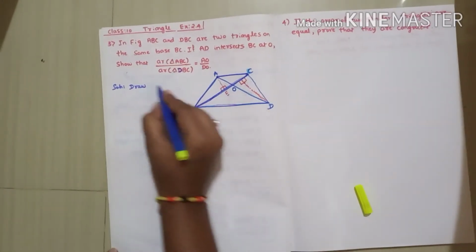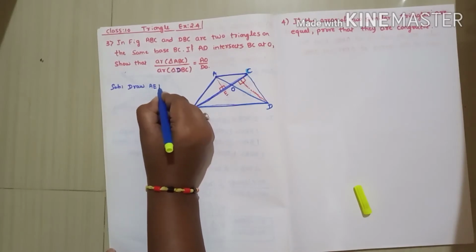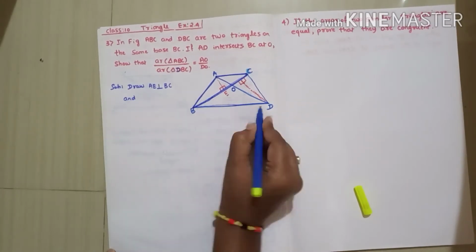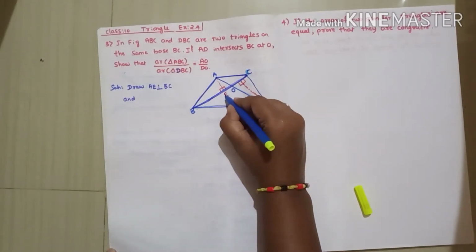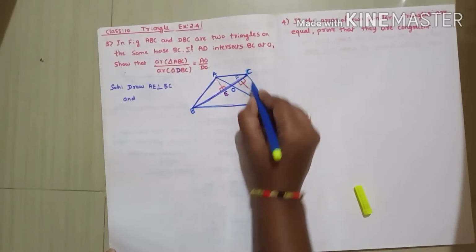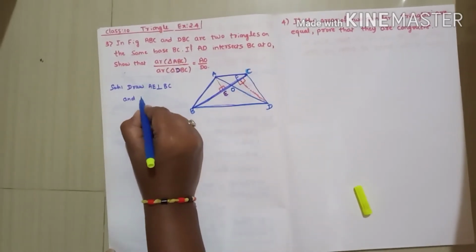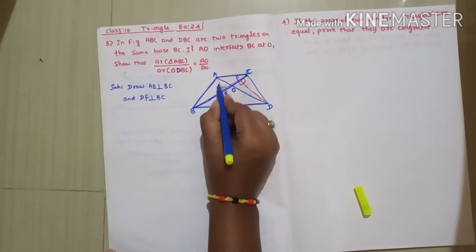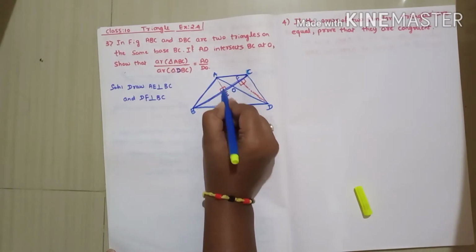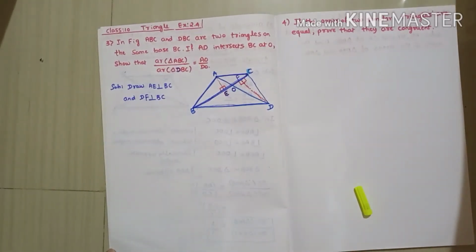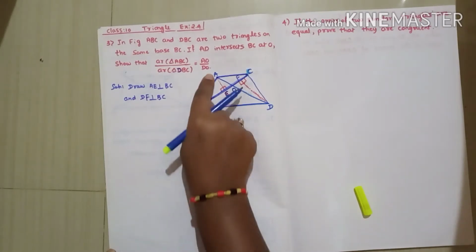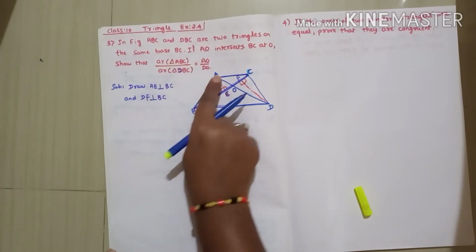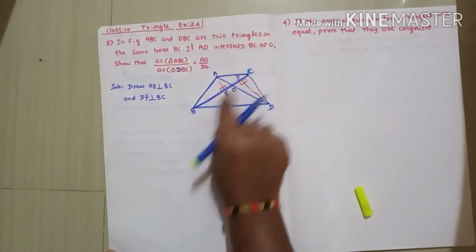We should write that. Draw AE perpendicular to BC, and D. Okay, here E we have taken, no? F I will take this. DF perpendicular to BC. Like this, from here to this one, and AE is from this side, perpendicular. Why have we drawn the perpendiculars here? These are the heights for the triangles. We want to calculate the area of triangle ABC and the area of triangle DBC.